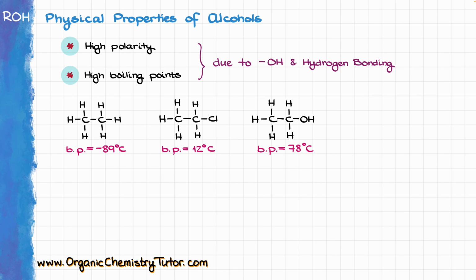And to show you how drastic those changes can be, let's look at the following three molecules. The first one is ethane, just a simple alkane, and we can see that in that case our boiling point is negative 89 degrees. So at normal room temperature, that one is a gas. The next one, chloroethane, is also a gas at room temperature because it boils at 12 degrees. But as soon as we have the OH group and we have ethanol, then now we have a boiling point of 78 degrees, which is definitely already a liquid at room temperature.